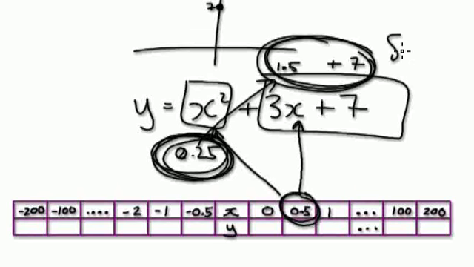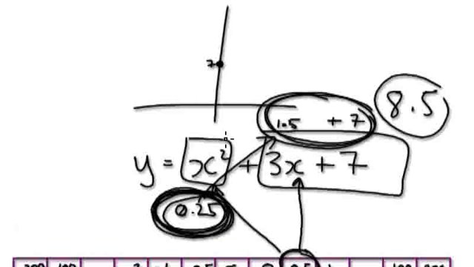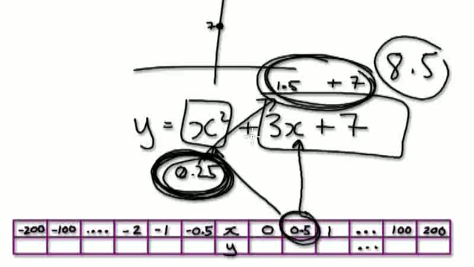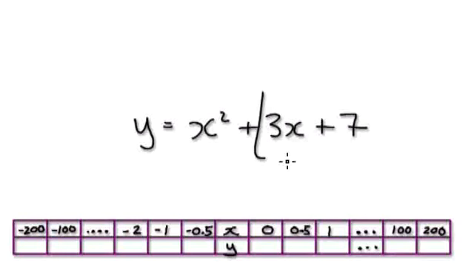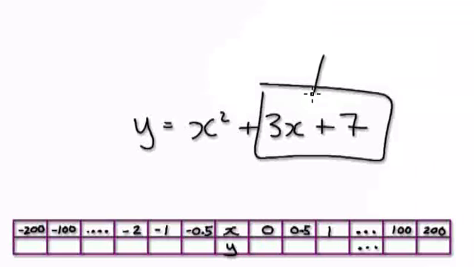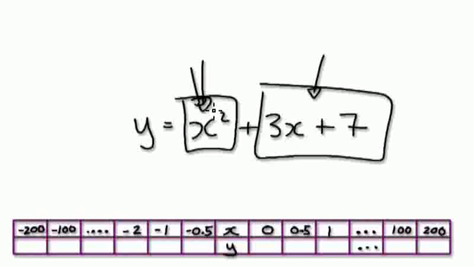You see, this is 8.5, and 8.5 is a lot more dominant, or a lot more important, or a lot bigger, or a lot more significant than 0.25. So you see, when x is small, this part here is dominant, and this here is negligible. So you can pretty much forget about this bit here.